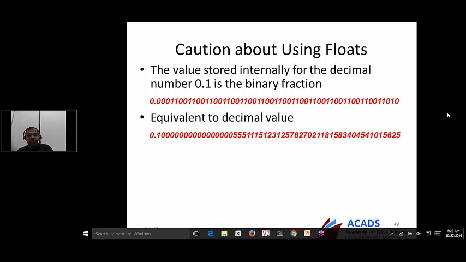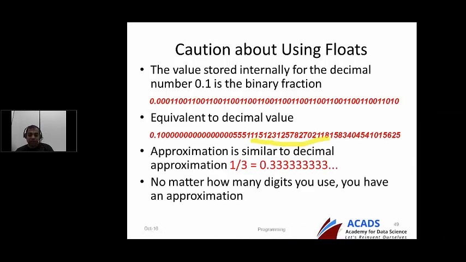No matter how many digits you use, you will have an approximation, and therefore when you do 0.1 times 3, you get a number which is slightly different from 0.3, and therefore floating point comparison gives you an approximate answer, or it gives you a wrong answer in this case. So the correct answer, I think in the ACADS site I chose the wrong answer. It's launch a missile, and most of you got it correct.